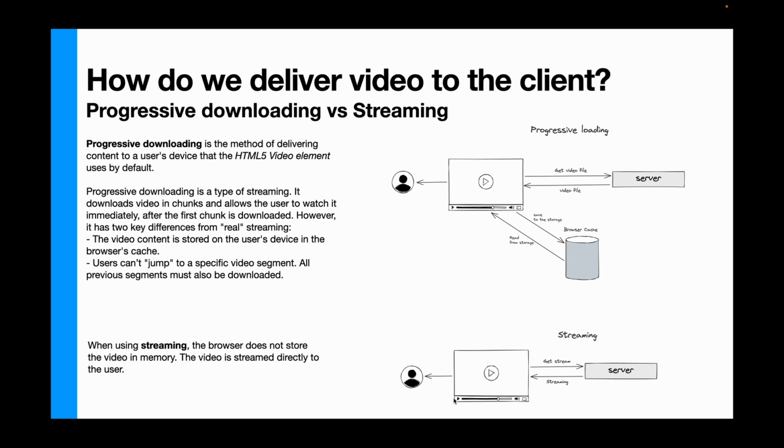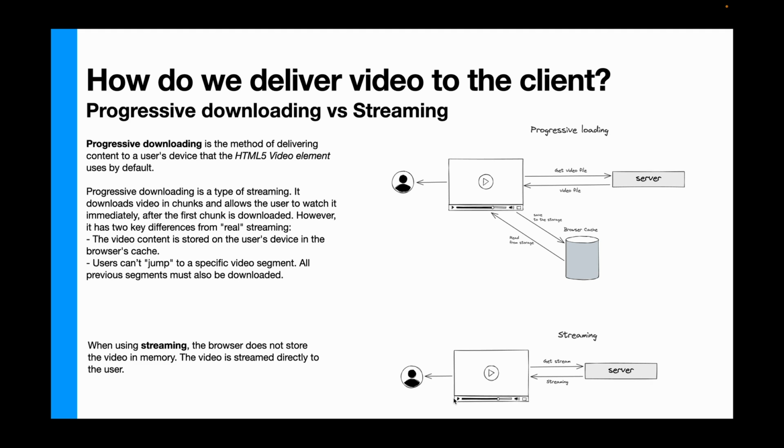First, let's discuss how we deliver video to the client. There are two possible options: progressive downloading and streaming. Progressive downloading is a method of delivering content to a user's device that the HTML5 video element uses by default. Progressive downloading is a type of streaming. It means that video is downloaded in chunks and it allows users to watch it immediately after the first chunk is downloaded. However, it has two key differences from real streaming.